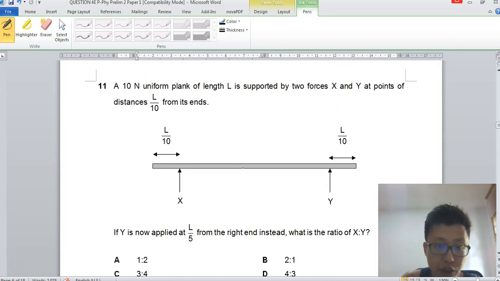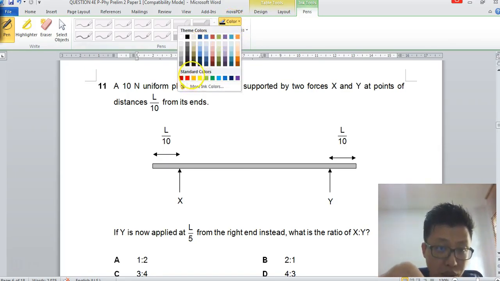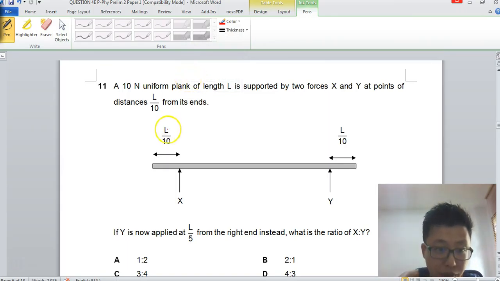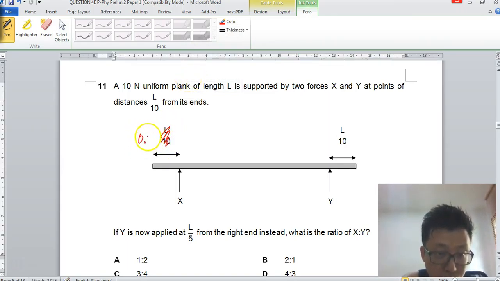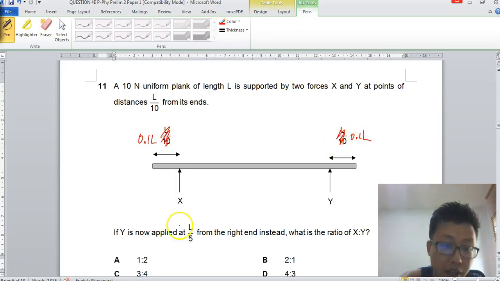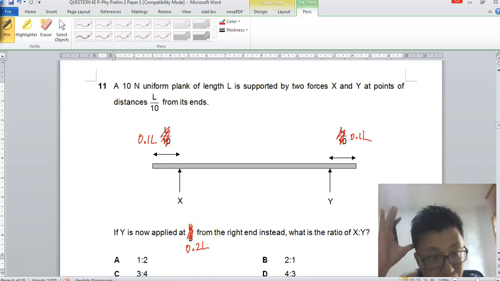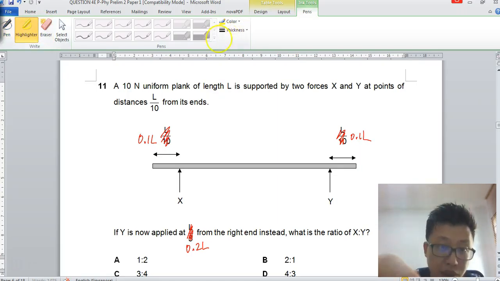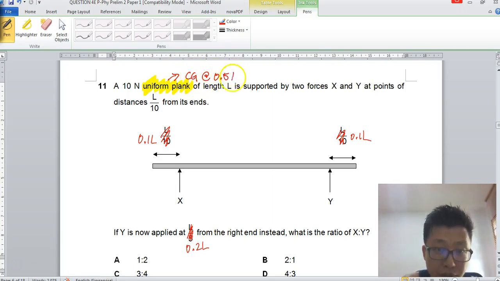Question 11, you need to use a little bit of algebra, and personally I do not like fractions. So once I see a fraction, I will change it to 0.1 L. Down here is also 0.1 L, and this one here is 0.2 L. After changing everything to decimal, I need to look at the question's context. Down here you can see there's a very important keyword, uniform plane. What is the implication of this? The implication is that the CG of this plane will be at 0.5 L.